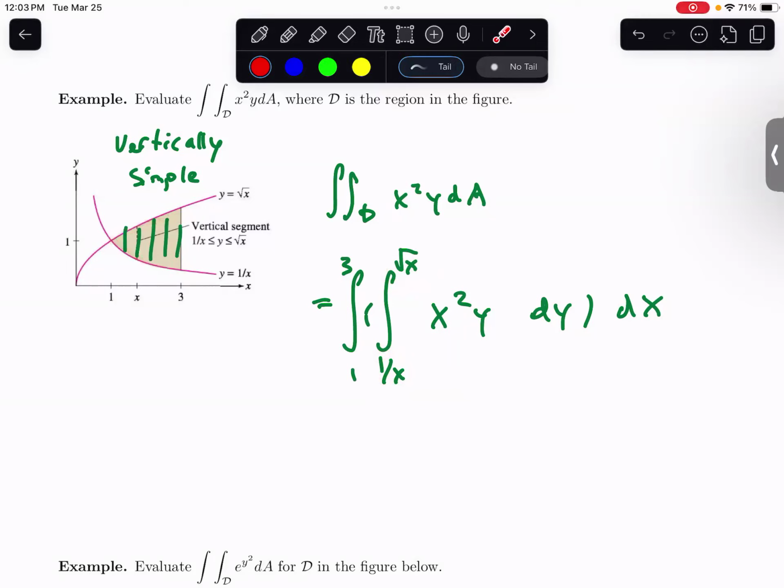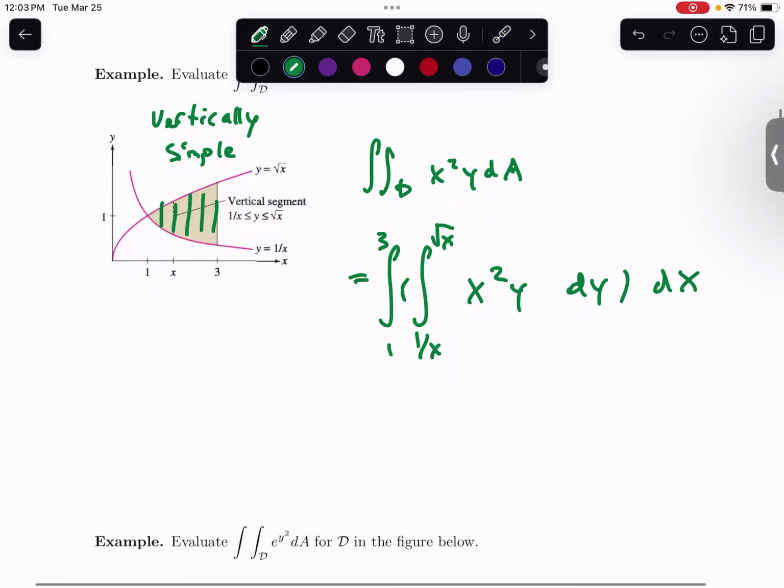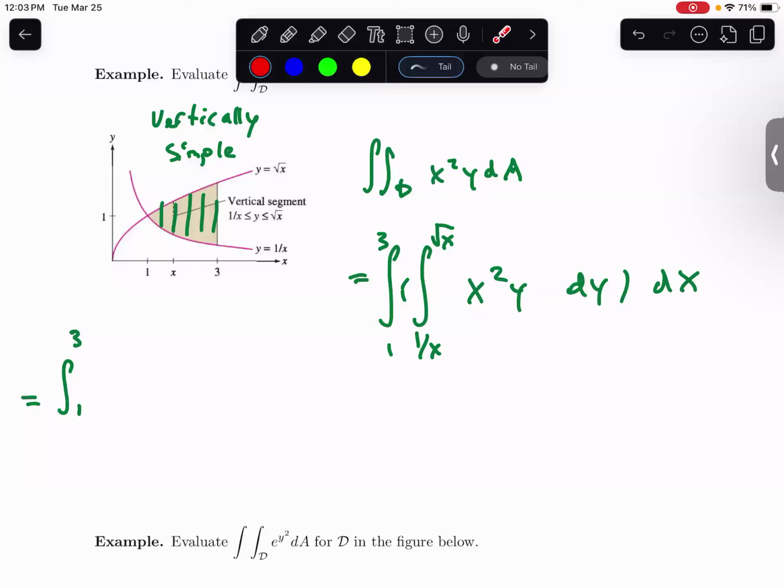Despite the fact that they're now functions that serve as the bounds, the execution really isn't any different. So if we wanted to compute this double integral, we would compute the integral first with respect to the variable y. So this would be equal to the integral from 1 to 3. And then we treat x as a constant. So x squared, you just treat as a number. It's just a constant, and you integrate with respect to y. So this will give you x squared times 1/2 times y squared, and then this is evaluated from 1 over x to the square root of x.